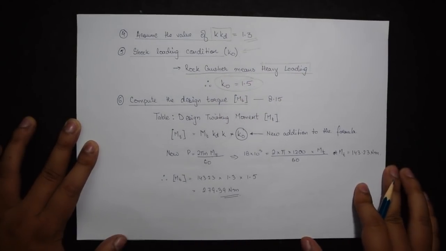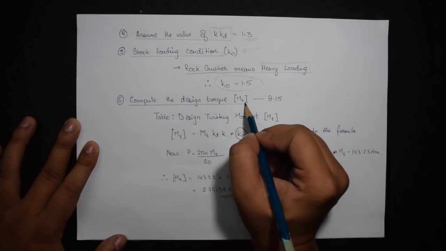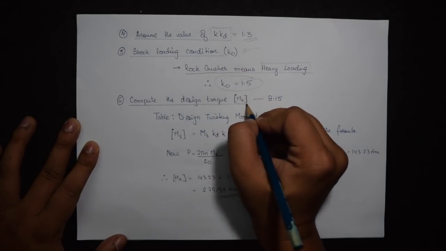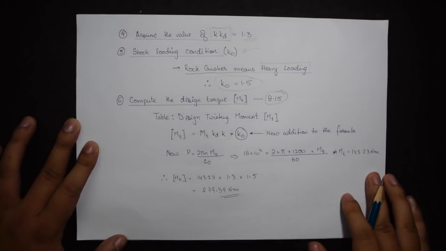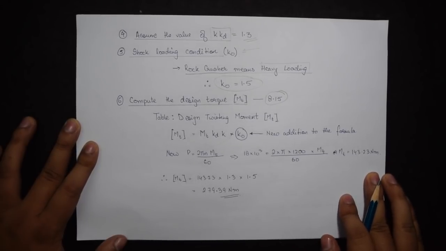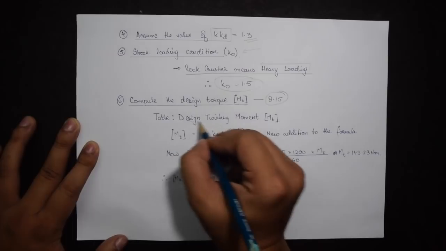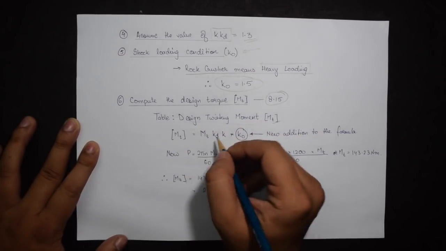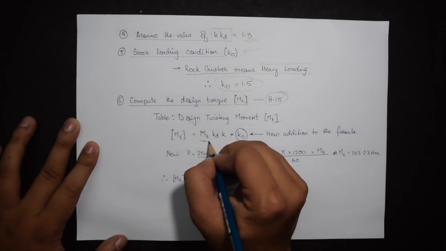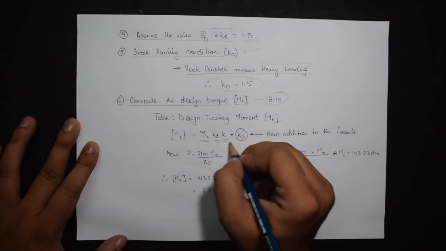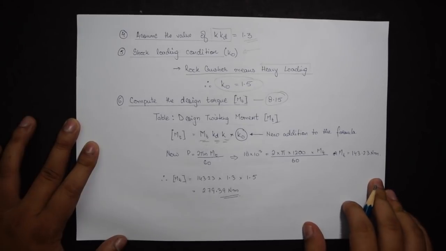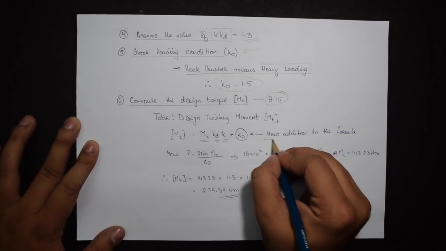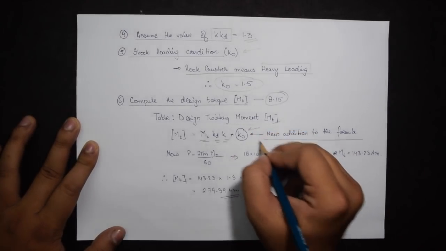Sixth step is computing the design torque, MT, which is given on page 8.15. So under the table of design twisting moment, we see MT is equal to the nominal twisting moment transmitted by the pinion into KD into K. Now we have an addition over here, K naught, which was 1.5 as we just saw.